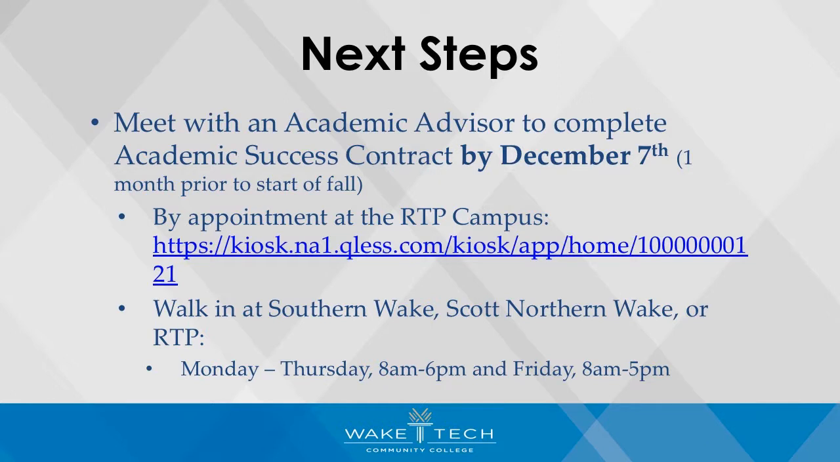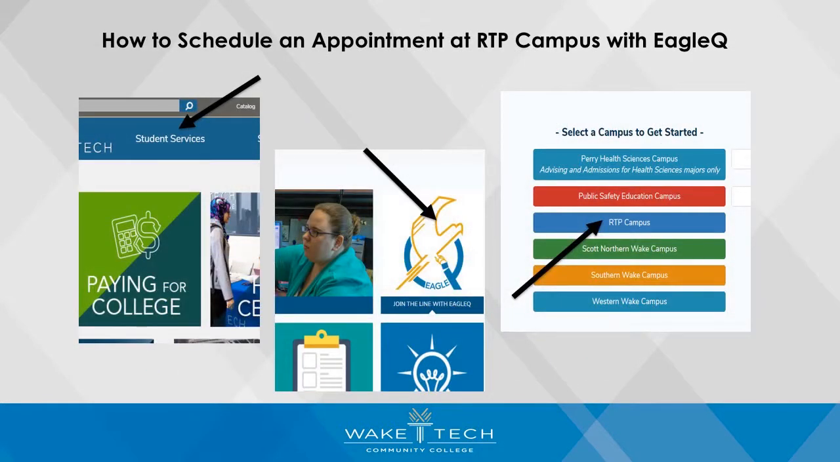Here on the RTP campus, we do offer appointments. Here's the link. I'm going to show you in the next slide how to make an appointment via QList. But again, we also offer walk-in appointments Monday through Friday. And so this just goes through. If you want to make an advising appointment here on RTP campus, you go to waketech.edu. You can select the Student Services tab that's going to be on the right-hand side of the screen. And once there, you would then go to join the line with Eagle Queue and then select the RTP campus. Once you're in the queue, when prompted, you would select make a flex appointment.